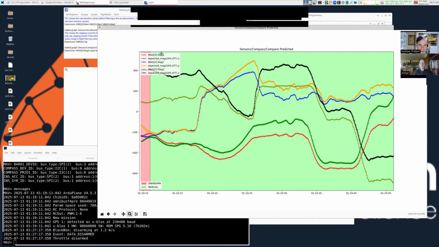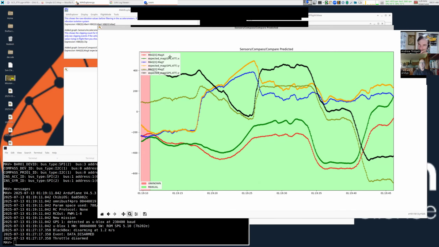So what this has got, a compass gives 3 readings. It gives the magnetic field in the x-axis, which is along the front of the plane. It gives the magnetic field on the y-axis, which is going out the right-hand side of the plane, and it gives the magnetic field in the z-axis, which is going out the bottom of the plane, right? And then what we've got is 3 more lines, which is the expected magnetic field.